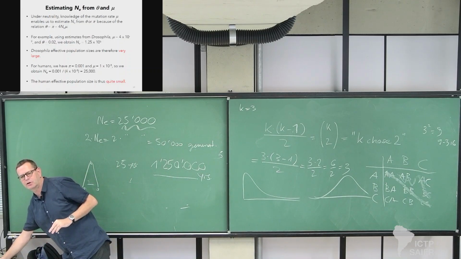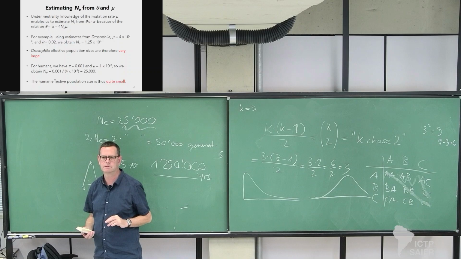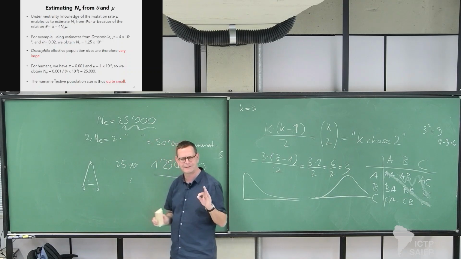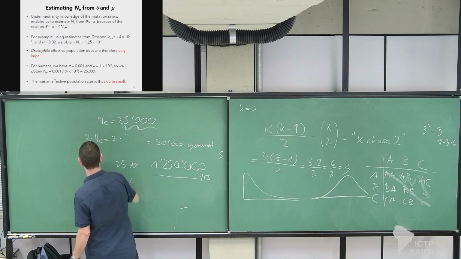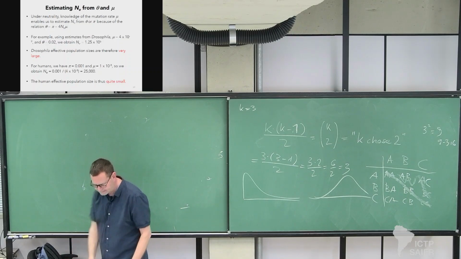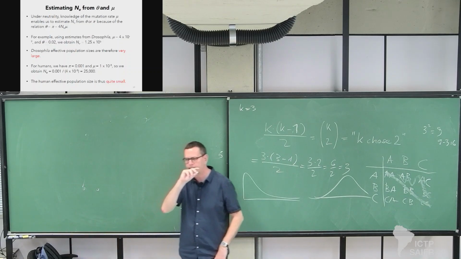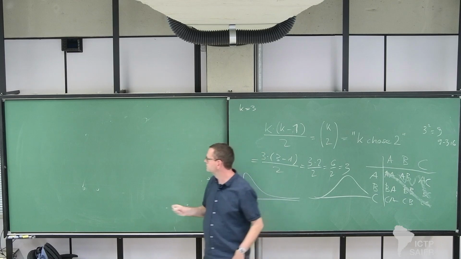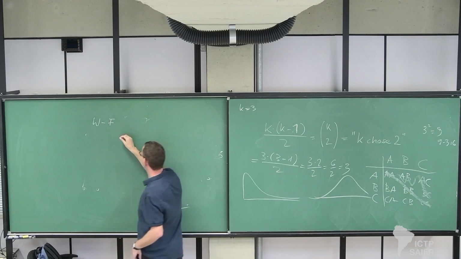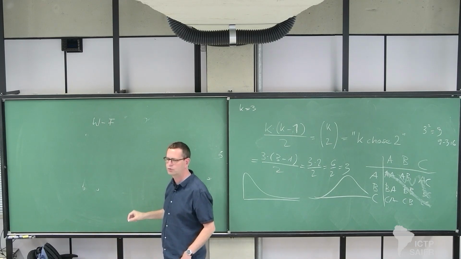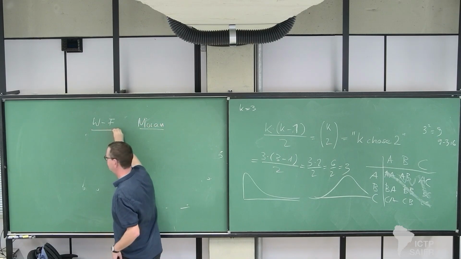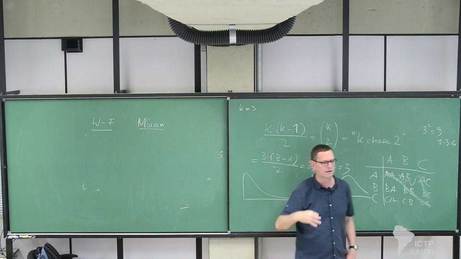Have you guys talked about the Wright-Fisher model? With Ricardo, I know you have talked about the Moran model, but I think that's a long time ago, right? Okay, so the Wright-Fisher model, W-F, or the Moran model. These are simple probabilistic statistical toy models.